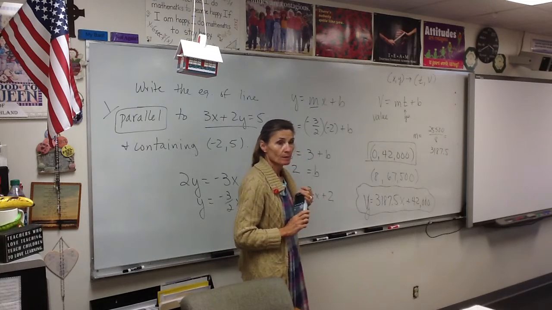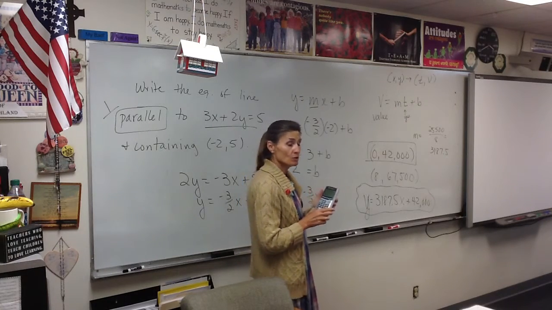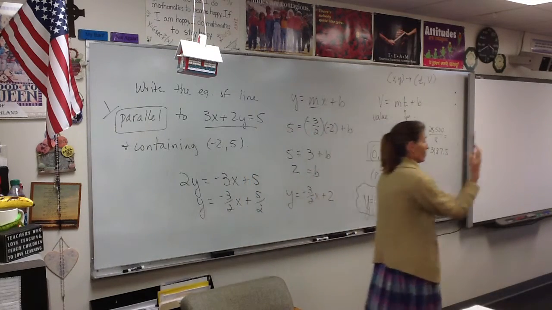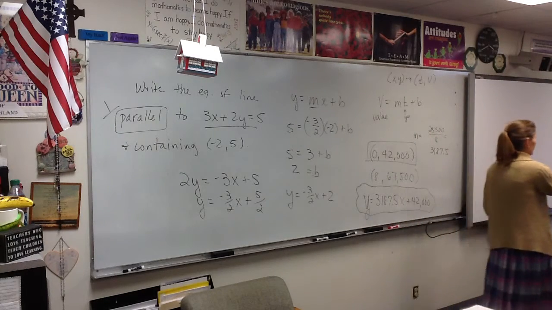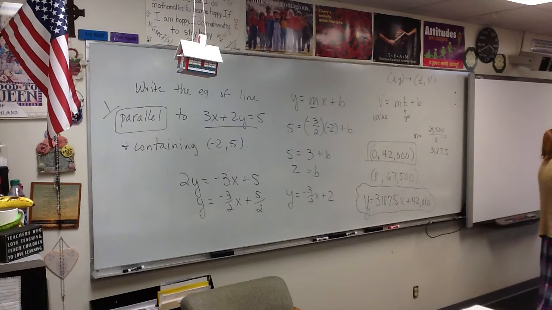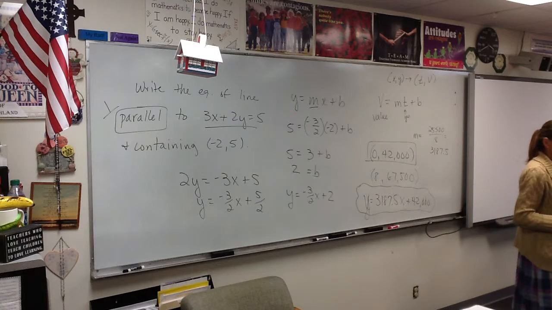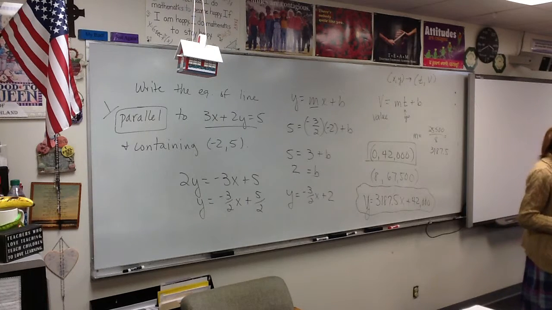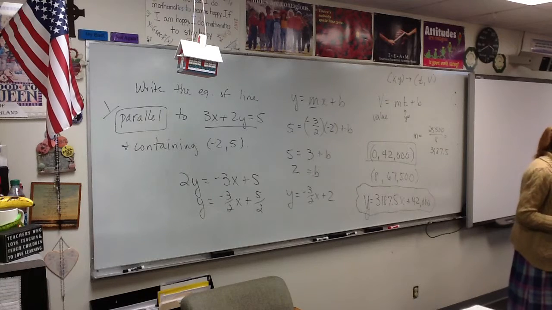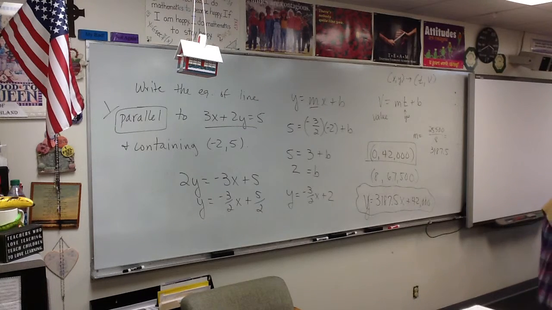Everybody got it? Okay, the next thing we have to do is set our window. Our window is in the top row of buttons, right under the screen. It's the second one over. So we're going to press window. Now, I have absolutely no idea how your window is set right now. But the problem tells me that my X's are to be between 0 and 15.